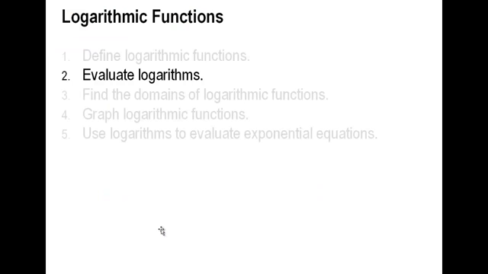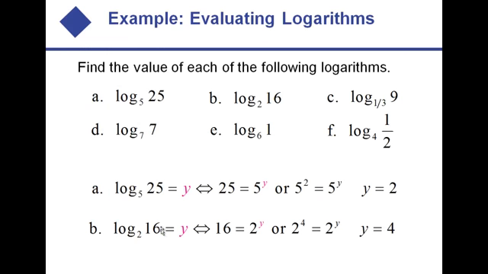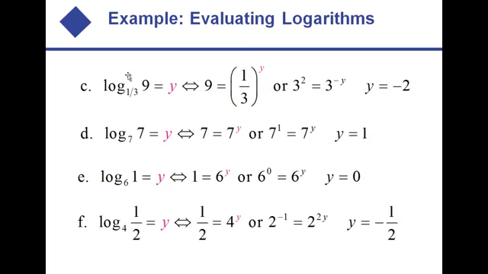How about evaluating them? Finding some logs is easy if you just rewrite them. Some of them require a calculator. For instance, this is an easy one. We're just saying 5 to what power equals 25, and you go, well, 5 squared equals 25, so y equals 2. Simple. 2 to what power equals 16? Again, pretty easy to figure out. It's 2 to the 4th, so y equals 4.